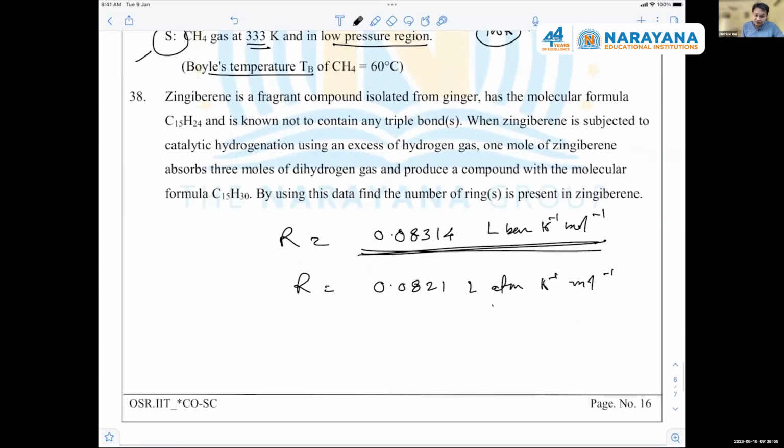If the data is given in the instructions, check for it. And also, if they are giving pressure in Pascal and volume in meter cube, be alert. Then they are talking about the STP condition, probably the standard STP condition. Okay, I will discuss more in the physical chemistry class. Okay, thank you.